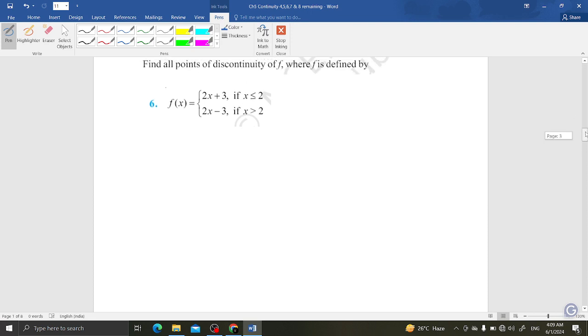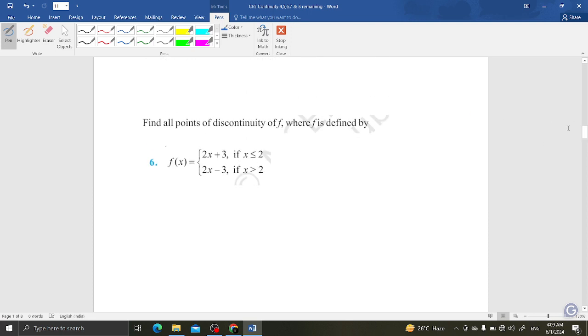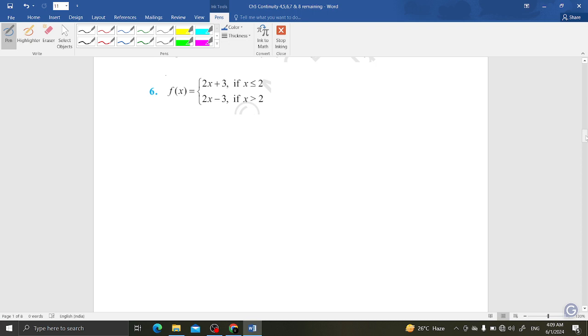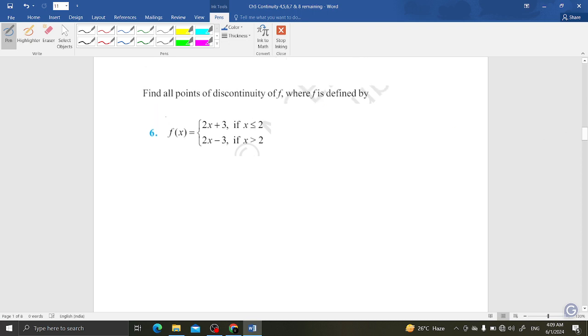What they are saying is: find all the points of discontinuity of f, where f is defined. That means first of all we need to check the domain of this function. Observe that this is our real line. At 2 and before 2 it is already defined by this piece, and after 2 it is also defined by this other piece. So it means that the domain of this function is the complete set of real numbers. First of all, is this thing clear?